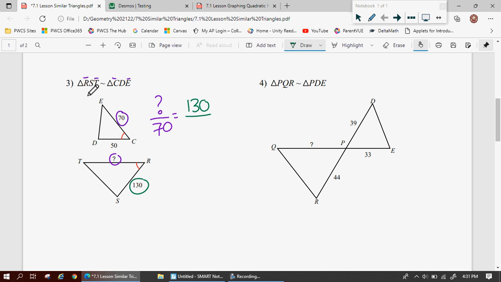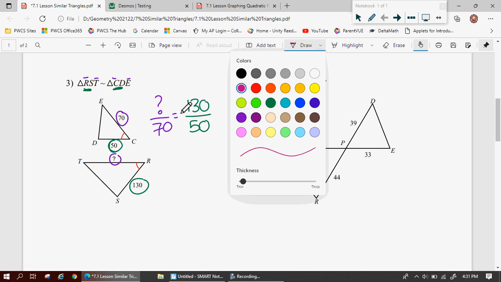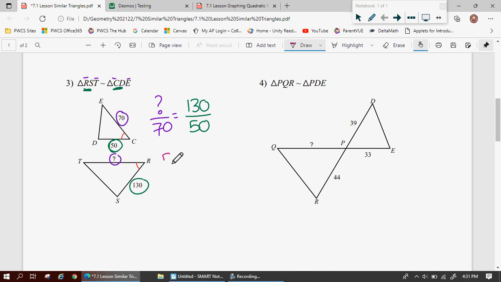And so SR, those are my first two letters. It should match with CD. I have CD, that's 50. And now I can cross multiply. I'm going to do 50 times question mark and 130 times 70. And I'm going to pause here. I'm going to solve this up. You can try it yourself as well.